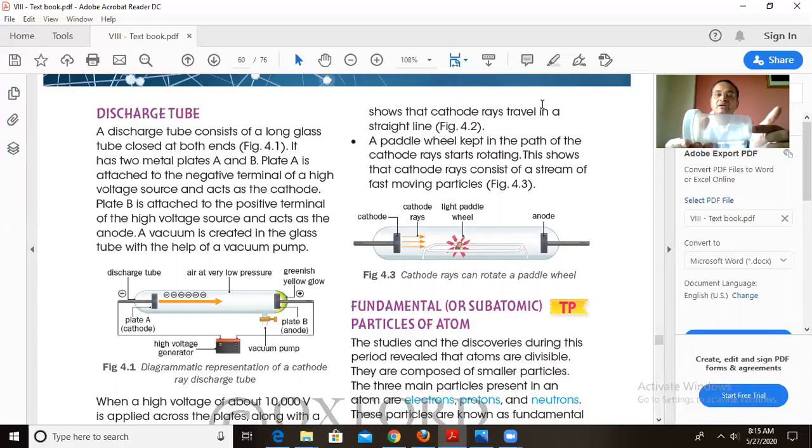Through a wire, this metal plate is connected to the negative terminal of the battery, and hence it is called the cathode. And this plate, which is placed very firmly inside, is connected to the positive terminal of the battery and is called the anode.